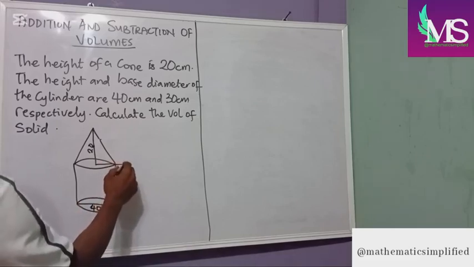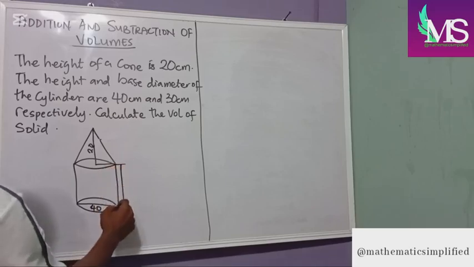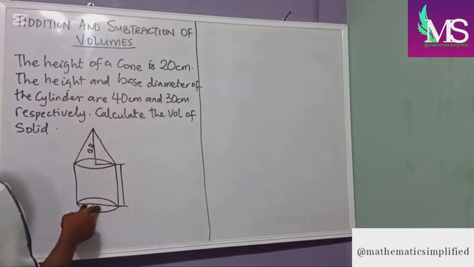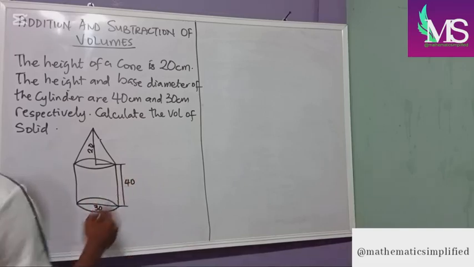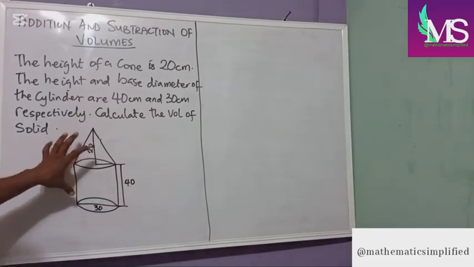Then the height, okay, the height is 40 cm, sorry. The height is 40 cm and the base diameter is 30. So this is 30 and this is 40. Alright, it says calculate the volume of this solid.